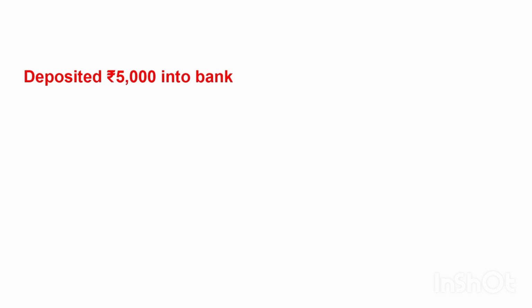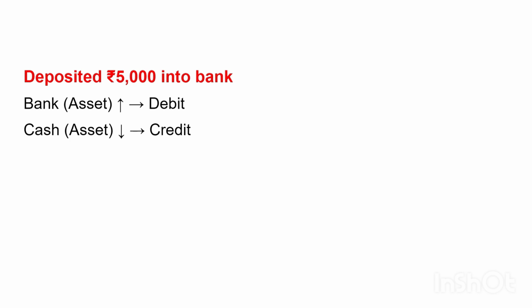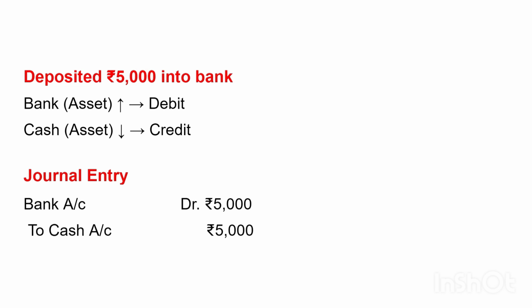Deposited rupees 5,000 into bank. Bank is an asset and cash in bank increases, so it is debit. Cash is an asset and cash in hand decreases, so it is credit. And the journal entry: bank account debit rupees 5,000 to cash account rupees 5,000. And the narration is being deposited cash into bank.